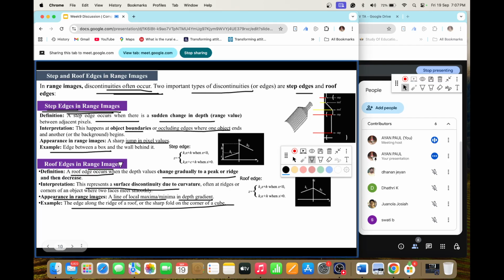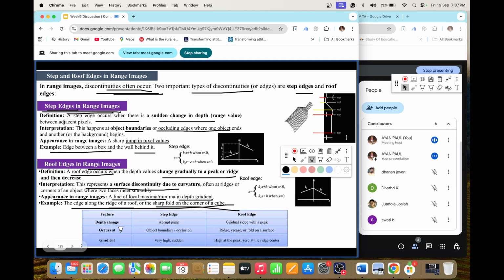Example: if I put a cube and the wall behind it, the edge between the box and the wall behind it is a step edge. But in a single cube, the corners of the cube, the edge along the ridge of a roof, or the sharp fold on the corner of a cube, that is a roof edge. So there are two types of discontinuity: step edge and roof edge. And these are some of the differences I have given you.